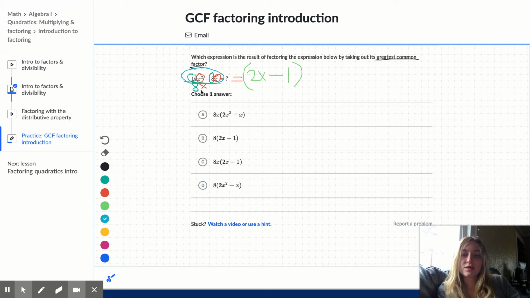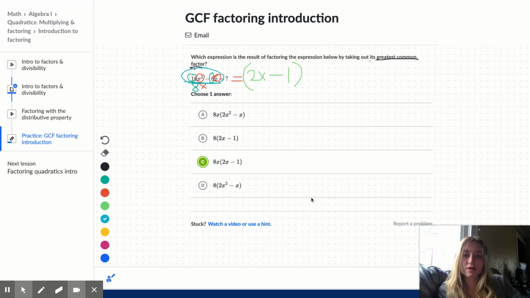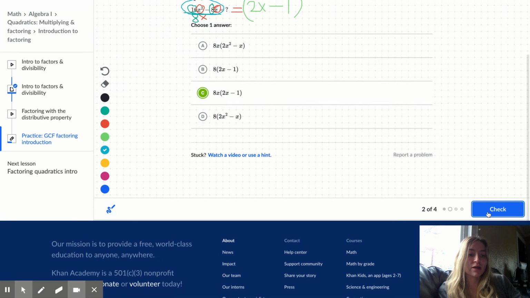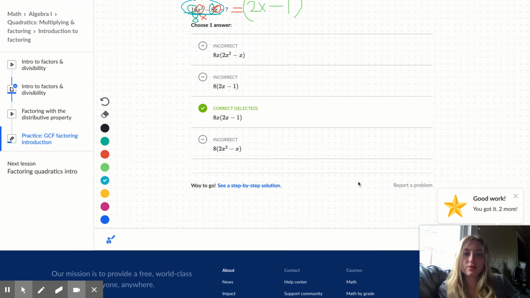So now I want to see if anything looks like this 8x times 2x minus 1. So this is an 8x, and this is also an 8x, and then where's my 2x minus 1? I have it right here, 2x minus 1. So I know that that's going to be my correct answer.